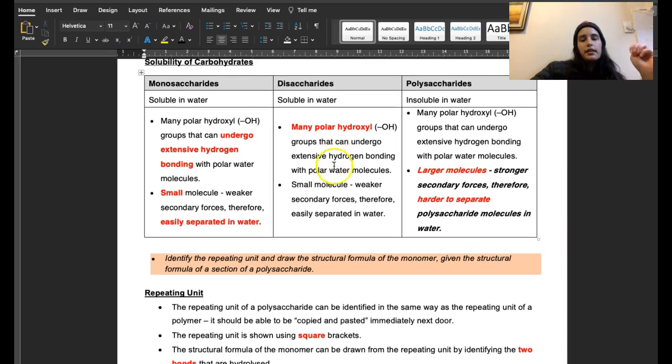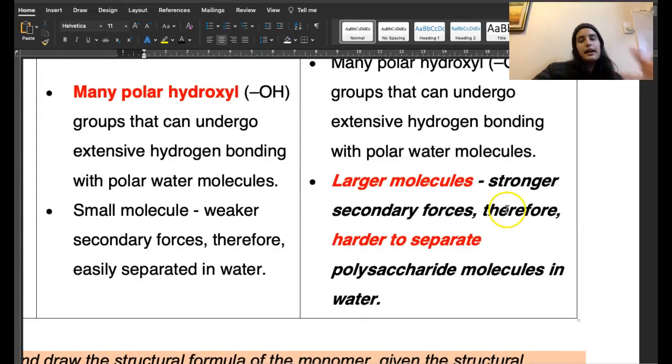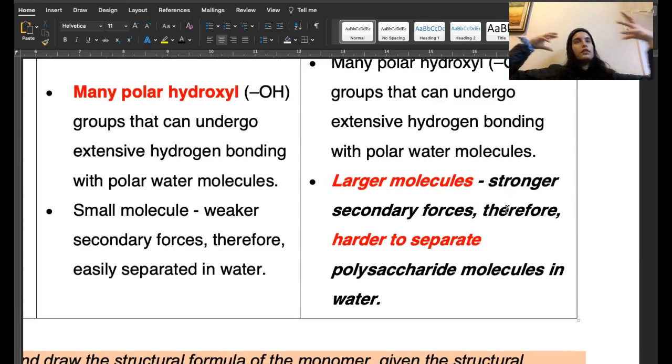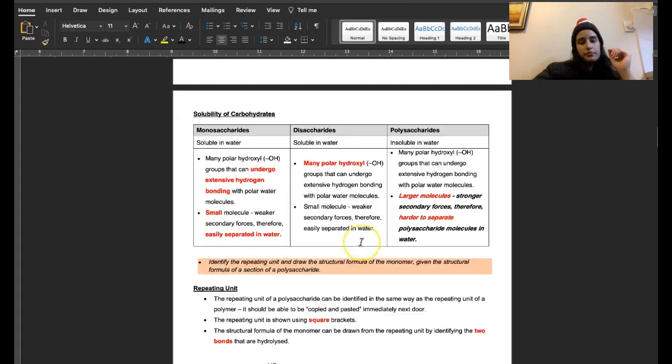With polysaccharides, however, you still can do all that hydrogen bonding, but they're large. They're massive, long, big molecules. Those secondary forces all adding up are going to be stronger, and it's going to be really hard for a water molecule to surround and separate a big polysaccharide molecule from another one. So they're actually not going to be as soluble in water.